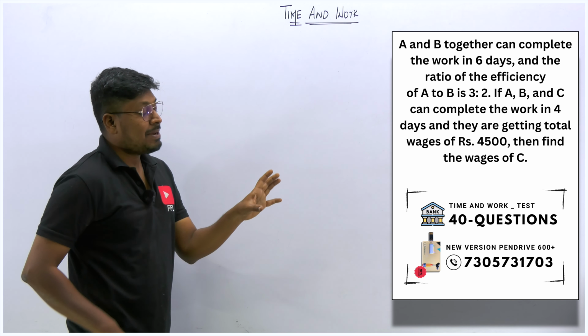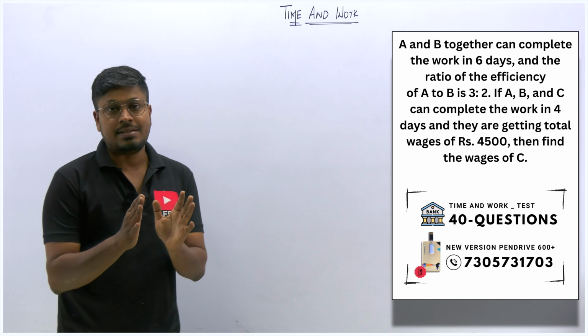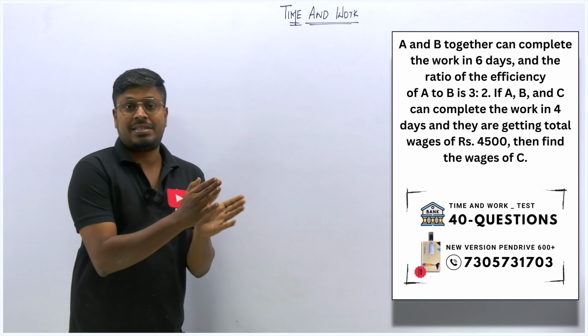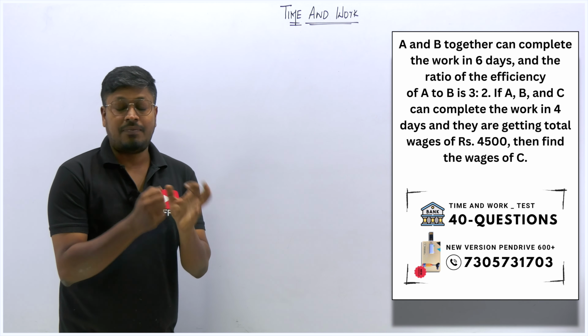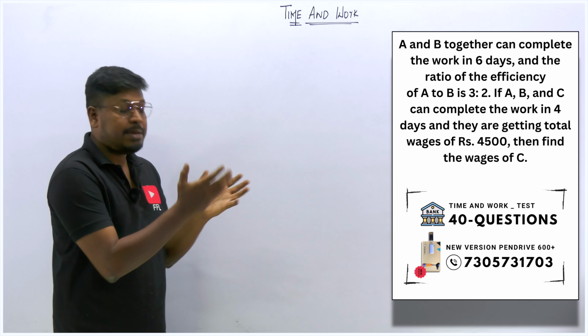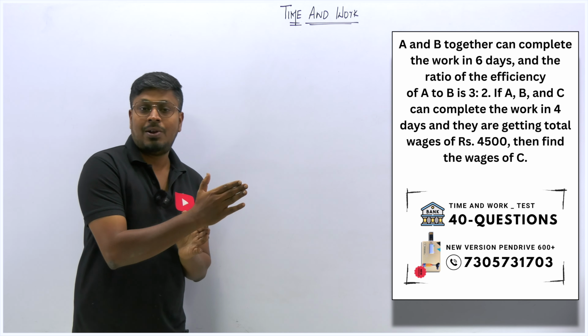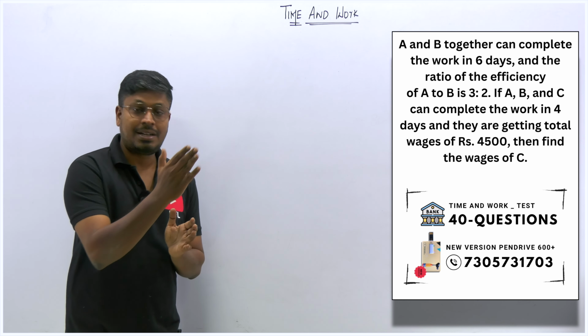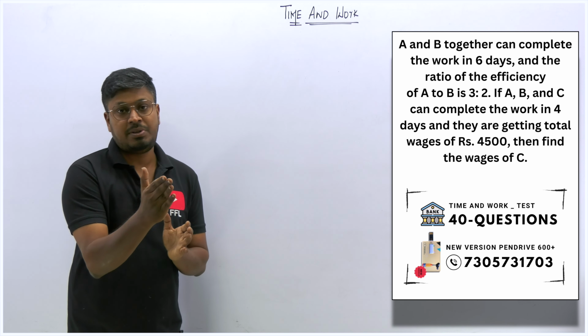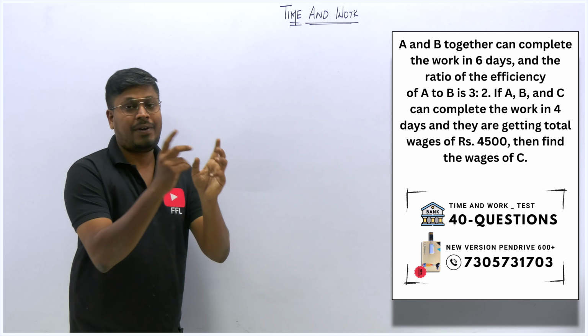So this question is based on a concept called work and wages, right? So if the question is based on wages, first we need to find all the 3 separately. So A alone, how many days he completes a piece of work, B alone, how many days he completes a piece of work, and C alone. And we have to find the ratio.